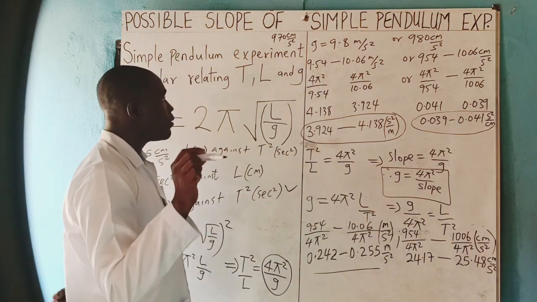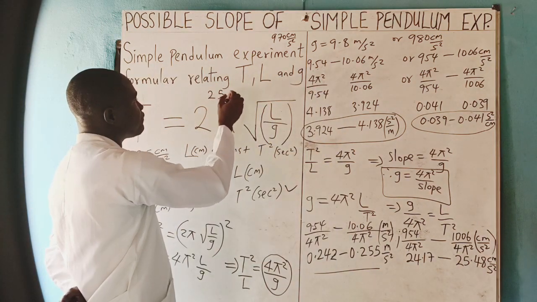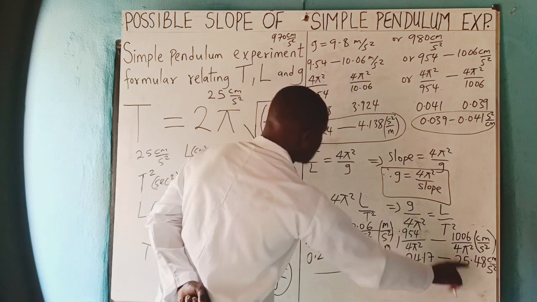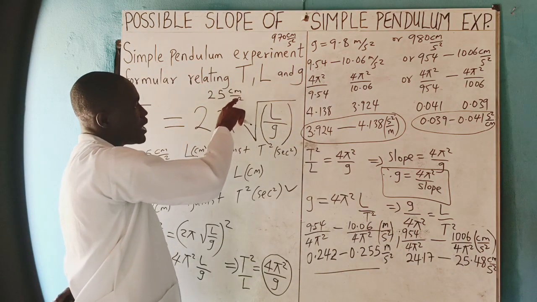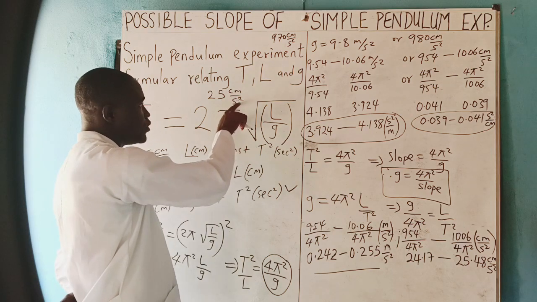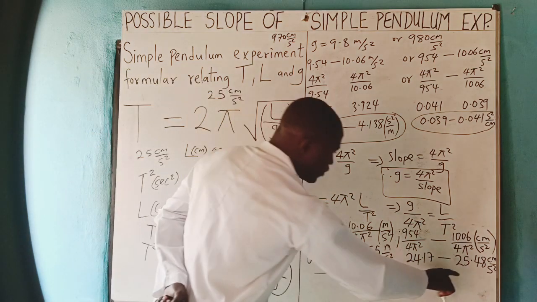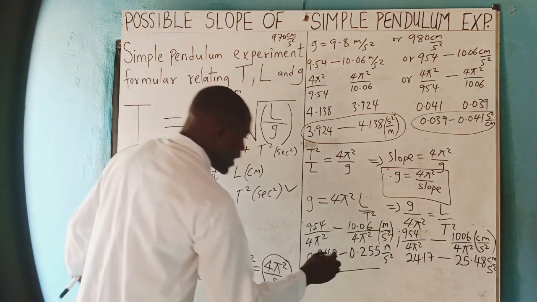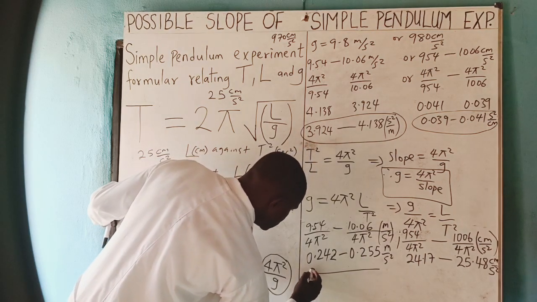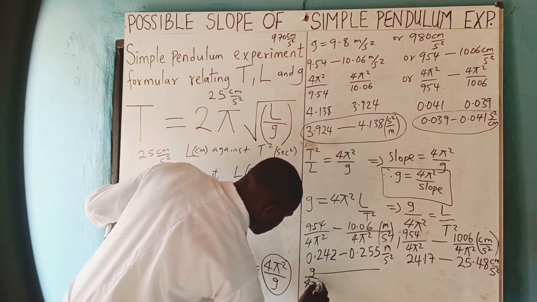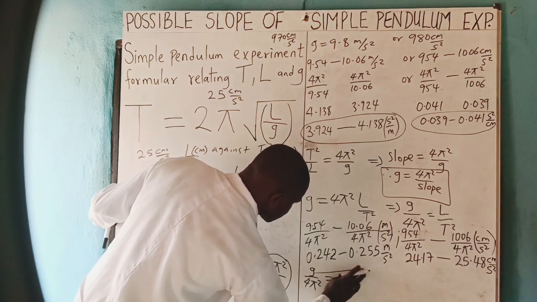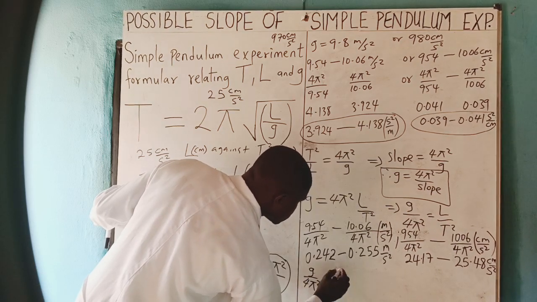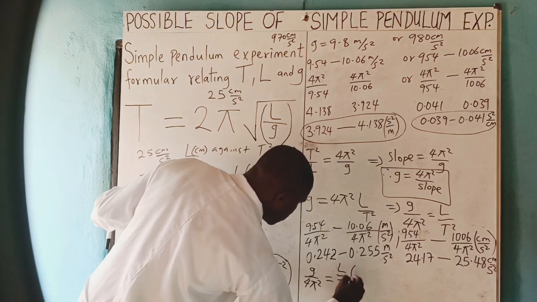In the video we uploaded, we got 25 centimeter per second square as our slope, and it falls in this range because we plotted the graph of length in centimeter against the square of the period. So it falls in this one. That is how we know we are correct. And so, G over 4 pi square is equal to the slope, which is L over T square.